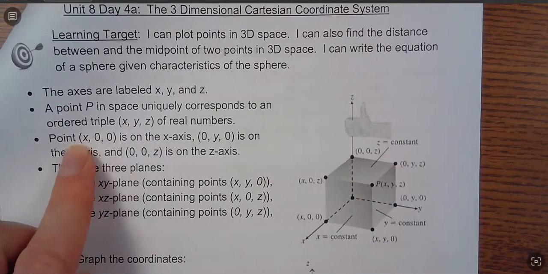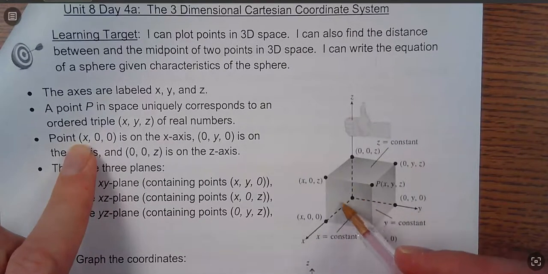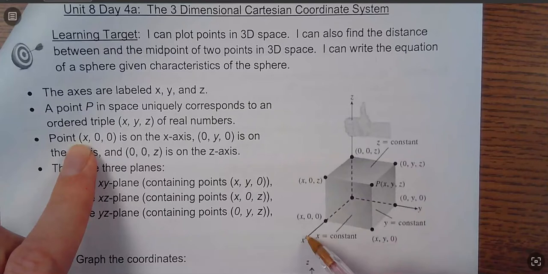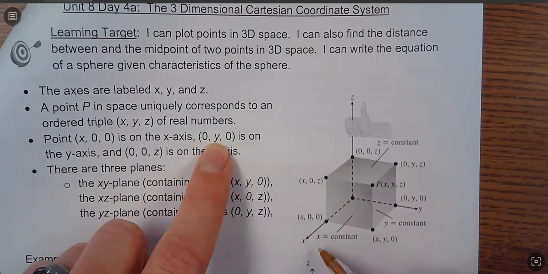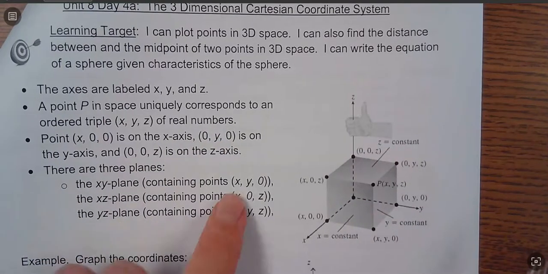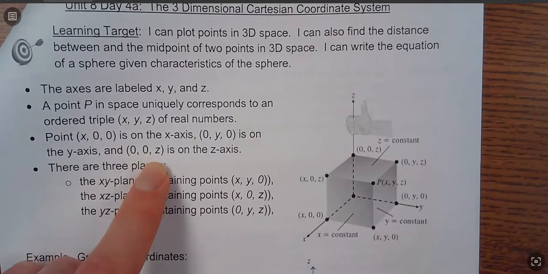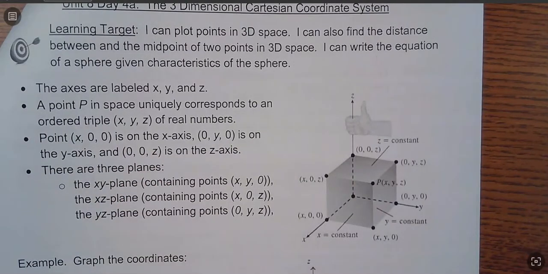So the point x, 0, 0, so any number, comma, 0, 0 is going to be on the x-axis, because you're going along the x-axis and then you're going 0 in the y direction, 0 in the z direction, so you'd just be on the axis. Same thing, 0, anything, comma, 0 would be somewhere on the y-axis. You're floating around the y-axis, that'd be like a y-intercept, and then 0, 0, and then any number means you're on the z-axis, so that would be like trying to find the z-intercept.